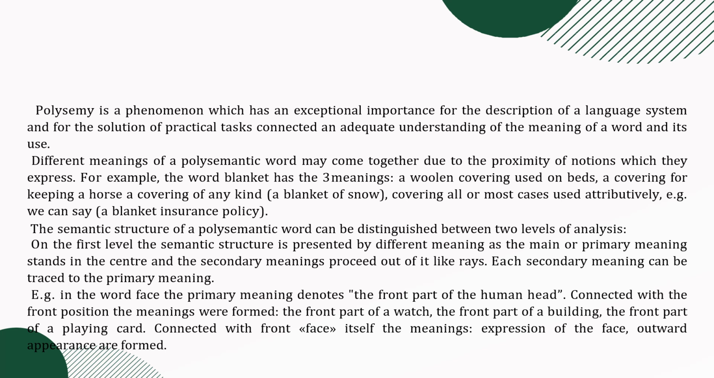The semantic structure of a polysemantic word can be distinguished between two levels of analysis. On the first level, the semantic structure is presented by different meanings, as the main or primary meaning stands in the center and the secondary meanings proceed out of it like rays. Each secondary meaning can be traced to the primary meaning.